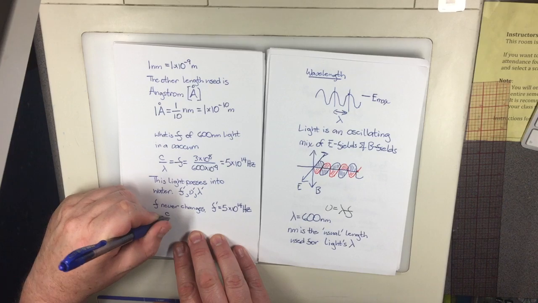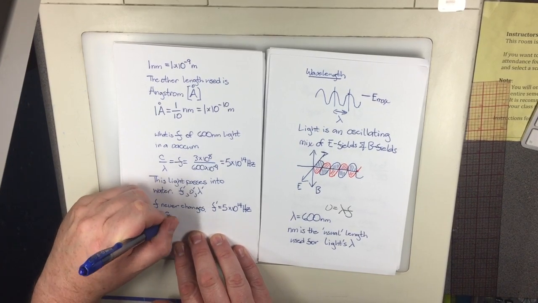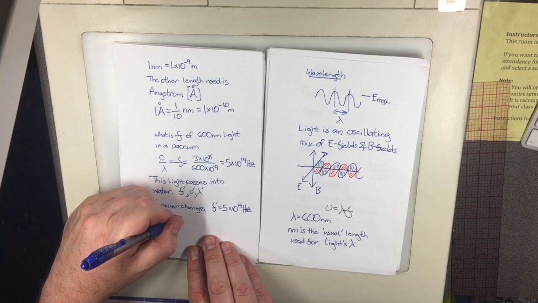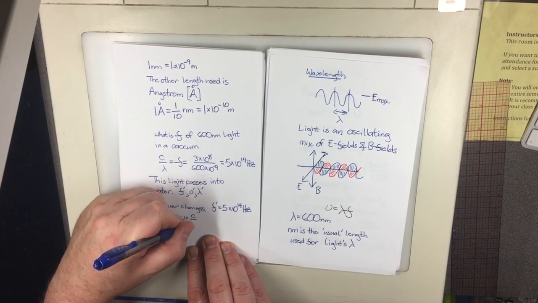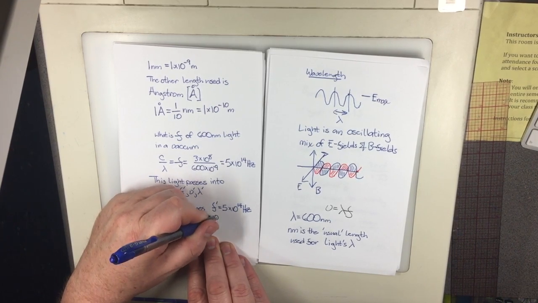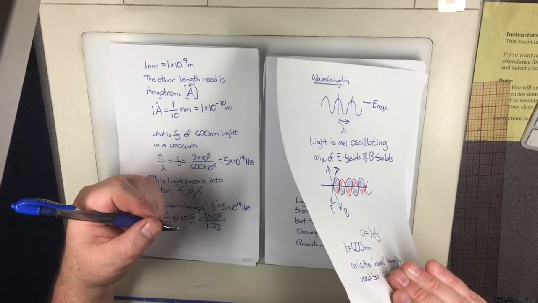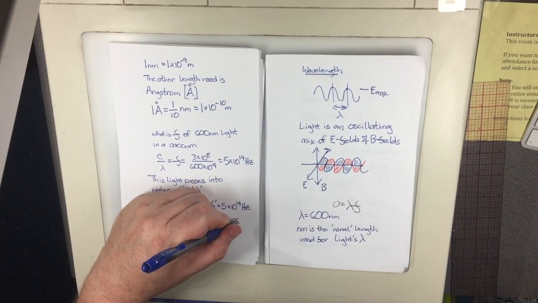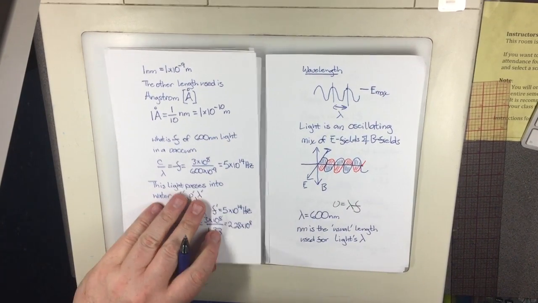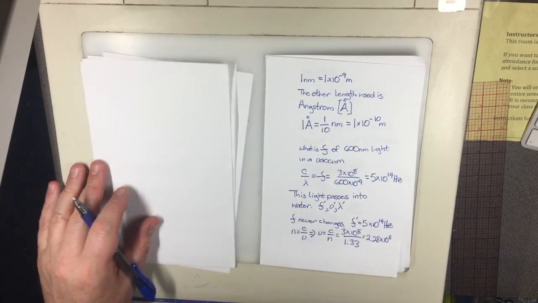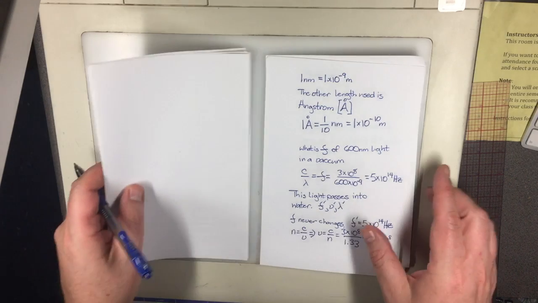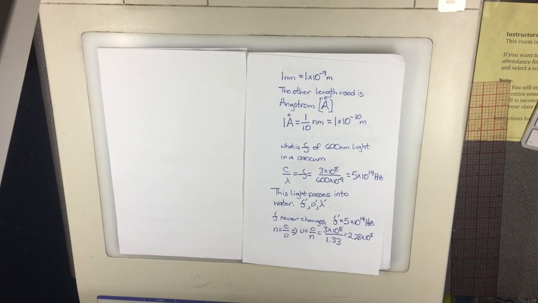Now n is c over v. We've done that earlier. v is c over n, which is 3 times 10 to the 8th divided by 1.33, and that gives me whatever I had over here, 2.26. Which leaves only the new wavelength. When you're passing from one material to another, the index of refraction changes, the velocity of the wave changes, the wavelength of the wave changes, but never, ever, ever the frequency.